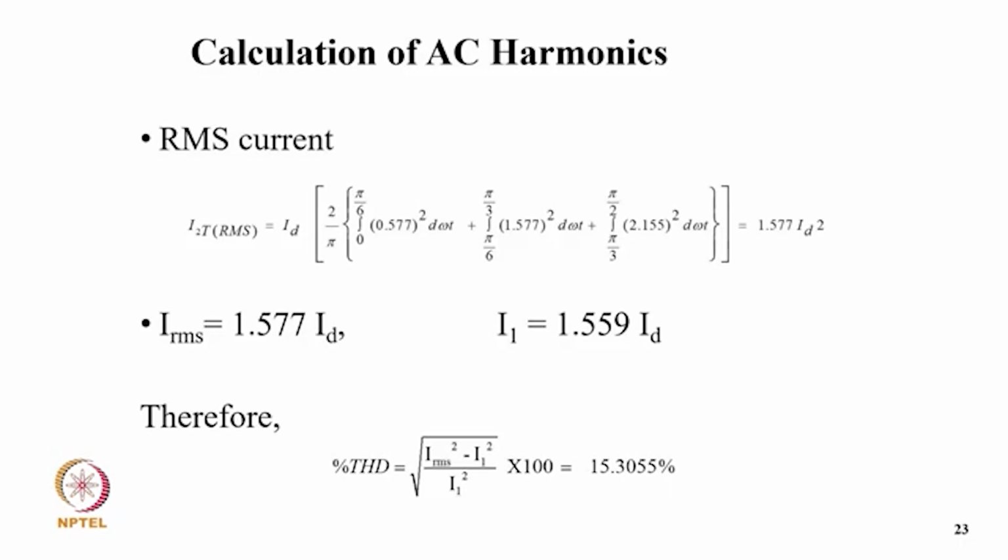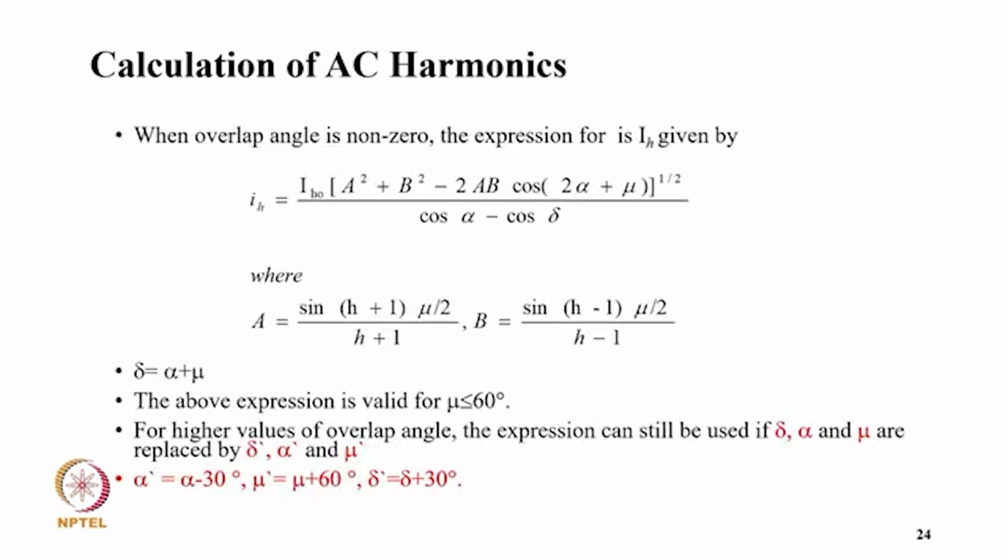So therefore THD is IRMS square minus I1 square divided by I1, times 100. So that comes to 15.3055% in the 12 pulse converter.